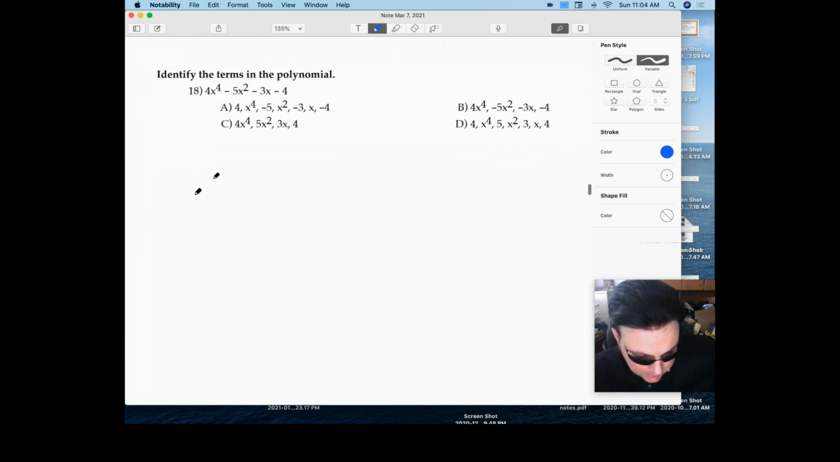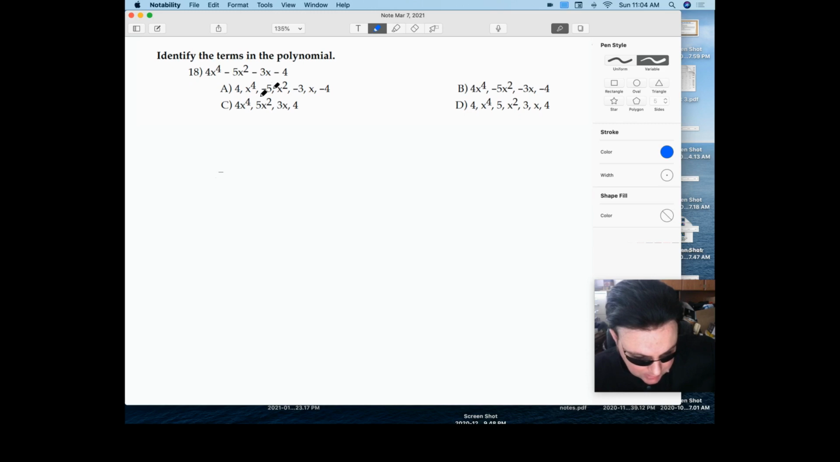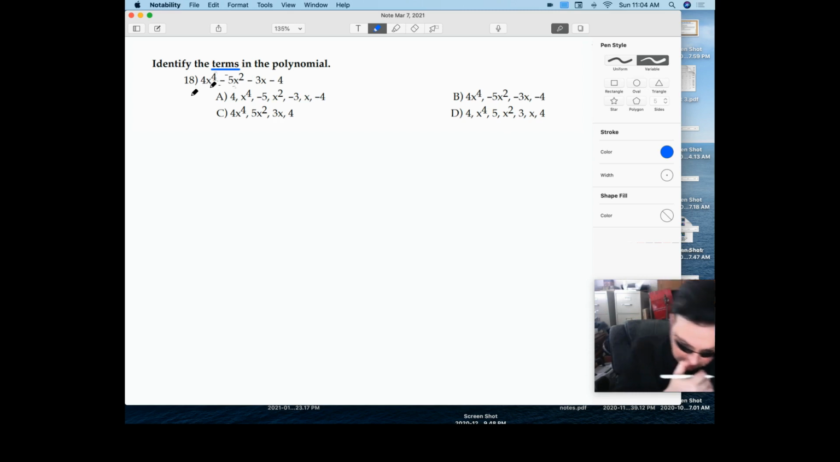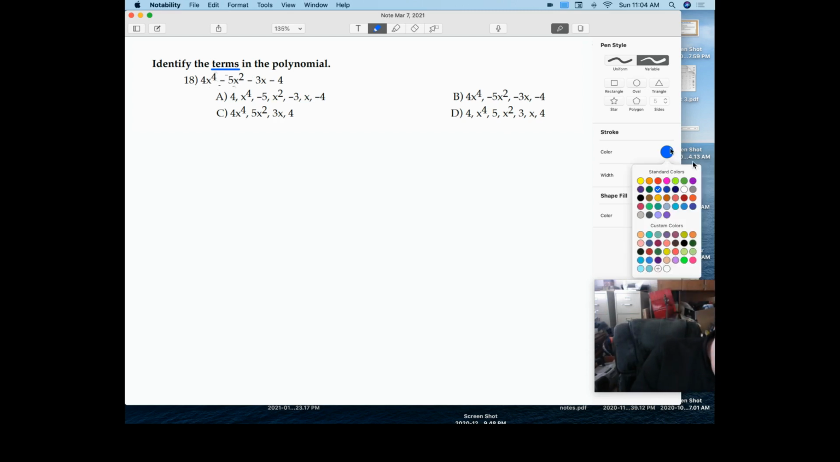All right, next one. Identify the terms in the polynomial. So what are terms? Well, we said terms are values that are separated by plus or minus. Here you have to be very careful, it can get tricky. This is 4x to the 4th. That's the term, separated by plus or minuses. So 4x to the 4th is 1. Negative 5x squared is the next one.